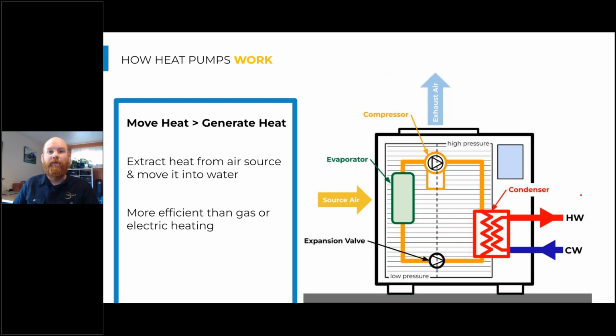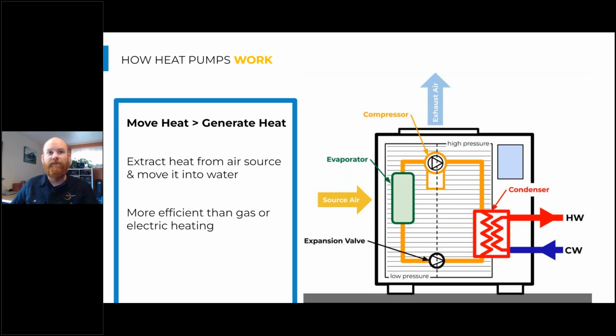So our primary heat pump water heaters are moving heat from a source of air typically into water. That's what we call an air source heat pump water heater. We can also have a water source heat pump water heater where we're moving heat from water as a source into water for a domestic application. But all in all, heat pumps are much more efficient than gas or electric resistance water heaters, as they are moving heat, not making or generating heat. It's much more efficient to move heat than it is to generate heat.